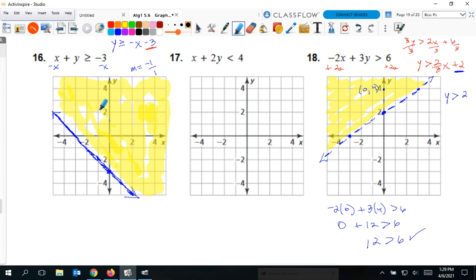So any test point, you could put 0, 0 in fact. 0, 0 is easy to see mentally. If you put 0 and 0 here, that makes 0 is greater than -3, and that is true. So your 0, 0 test point is definitely on the true side.